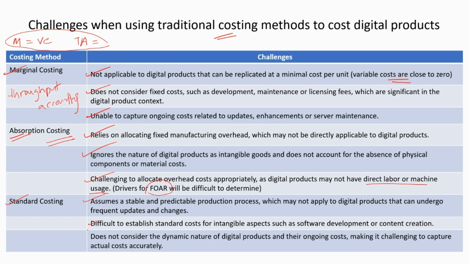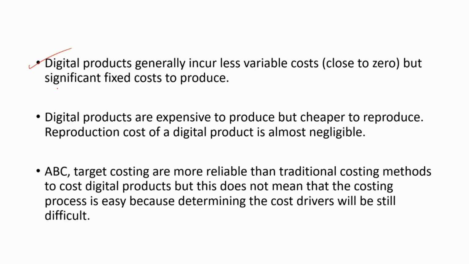Difficult to establish standard costs for intangible aspects such as software development or content creation. Does not consider the dynamic nature of digital products and their ongoing costs, making it challenging to capture actual costs accurately. So these are the challenges when it comes to costing digital products using traditional costing methods. What you have to remember is marginal costing and throughput accounting is not suitable for costing a digital product. This is because the variable costs of digital products are virtually zero. Digital products generally incur less variable costs.